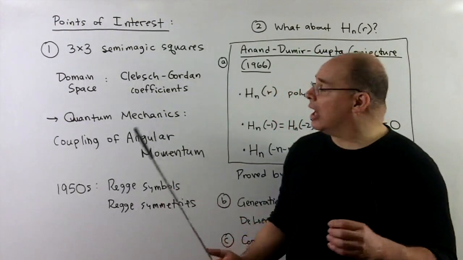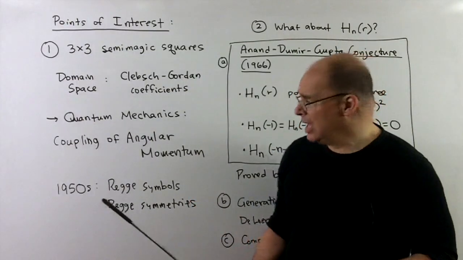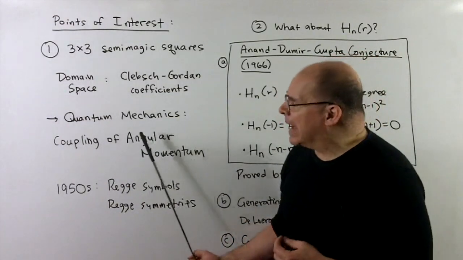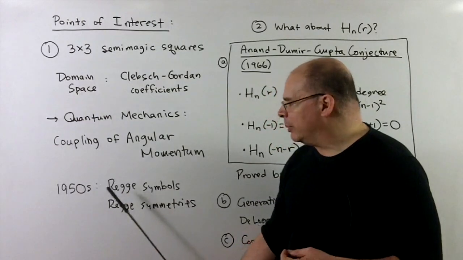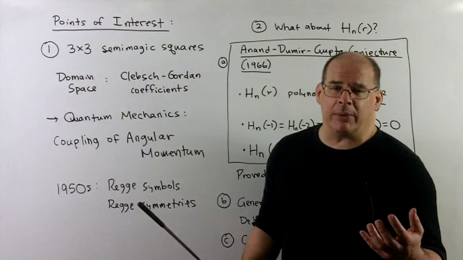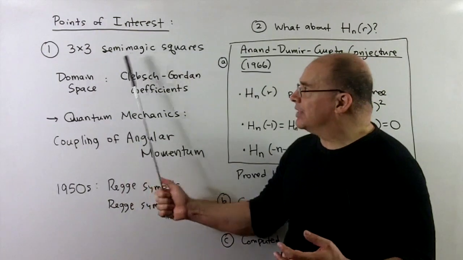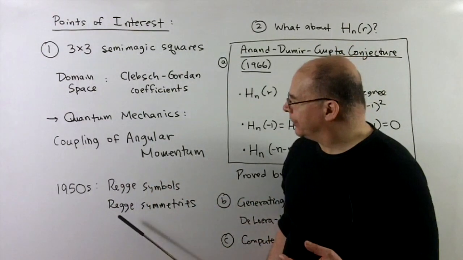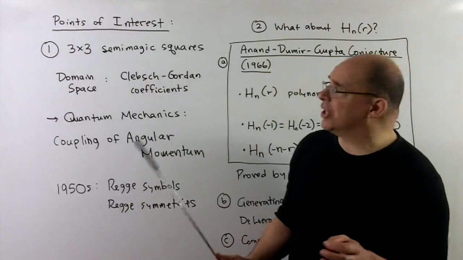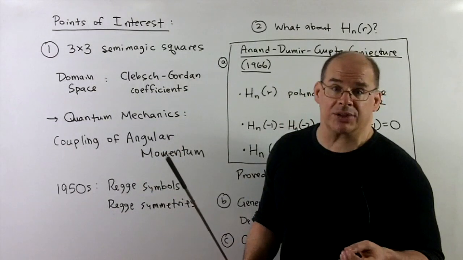In the language of quantum mechanics, these Clebsch-Gordan coefficients solve certain problems on the coupling of angular momentum, particles. This goes back to the 50s, where the jargon would be Regge symbols or Regge symmetries. And I'm always amazed that Regge was able to make this leap from the mess of quantum numbers to 3 by 3 semi-magic squares. If you do analysis or differential equations, this would fall under the umbrella of spherical harmonics.